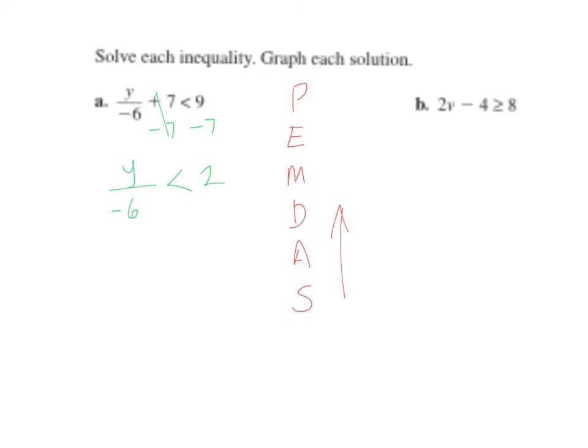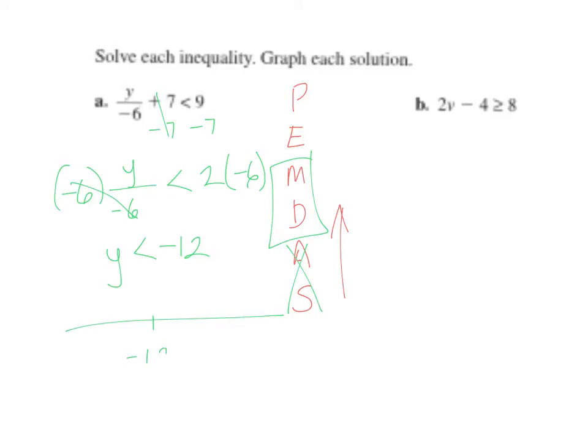Now we're done with addition or subtraction, so we're done with this part. Now we're looking for multiplication or division. So we have that division. So we're going to do the inverse of dividing by negative 6, which is multiplying by negative 6. We're going to do that on both sides. So we get y is less than 2 times negative 6, which is negative 12. To graph this, my target is negative 12. To the left, I'd have negative 13. To the right, I'd have negative 11. I'd have an open circle. My inequality is showing me the direction.